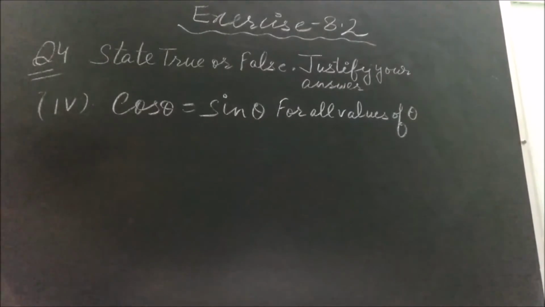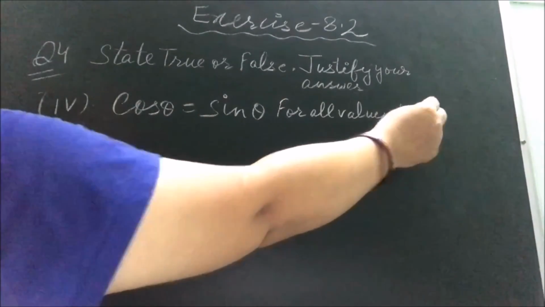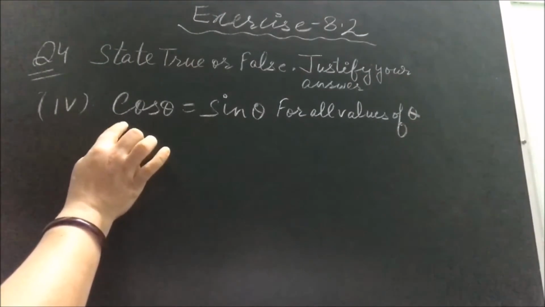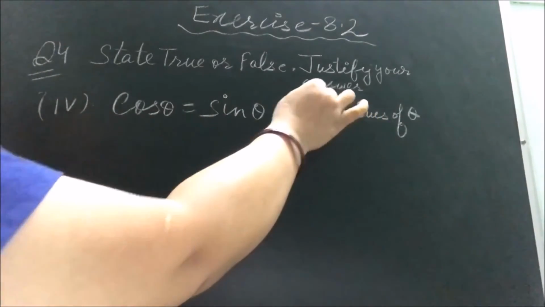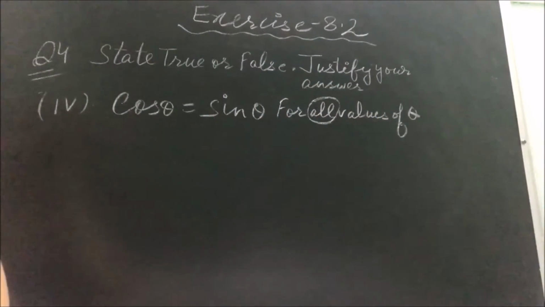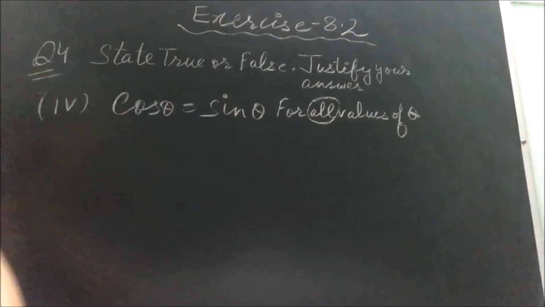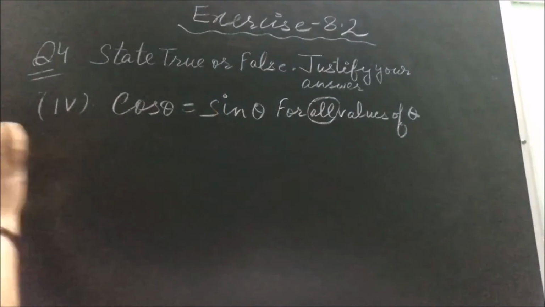Question number 4, fourth part, exercise 8.2. Cos theta is equal to sin theta for all values of theta. Is it true for all values of theta? No. Let's check. It is true only when theta is 45. So if it is written over there for some value of theta, then it is true when theta is 45, because cos 45 is 1 by root 2 and sin 45 is also 1 by root 2. Only in that case both are equal to each other. For all values of theta we cannot say that both are equal to each other.